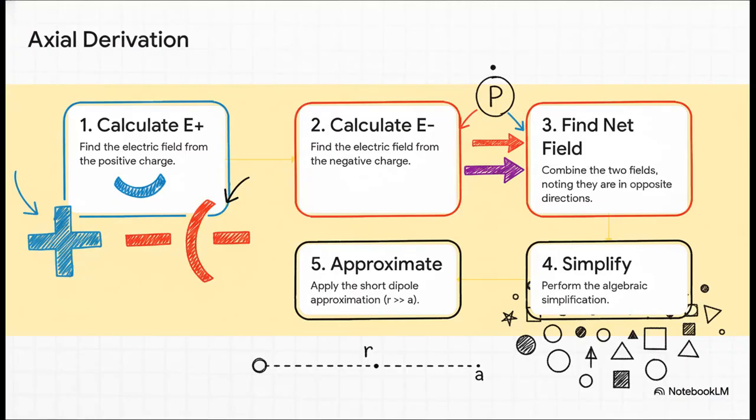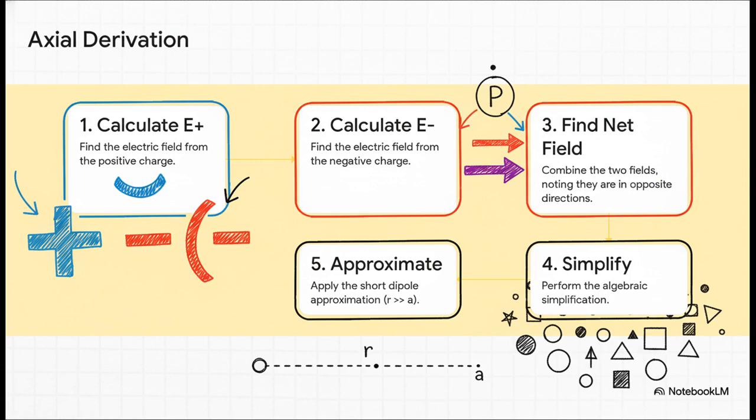The logic here is pretty straightforward. Our point P feels a push from the positive charge and a pull from the negative one. So first, we calculate the field from each of those charges separately. Since those fields point in opposite directions along the line, we just subtract the smaller one from the bigger one to get the total field.